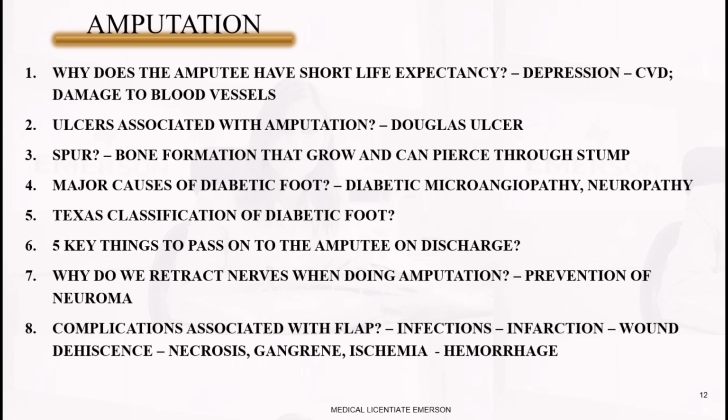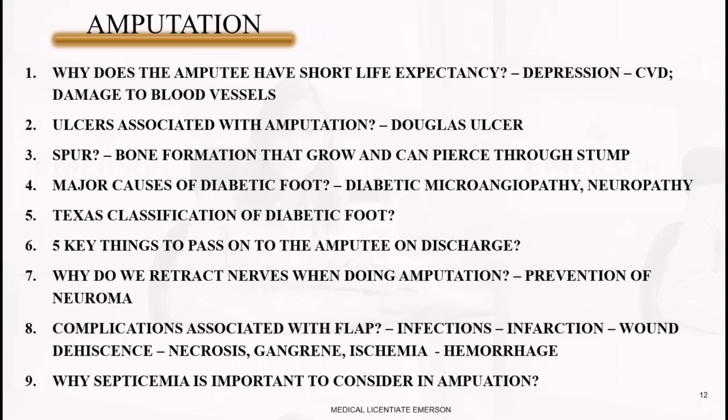So what are some of the complications associated with flap? So we have infection, wound dehiscence, necrosis, gangrene, ischemia, hemorrhage. So that's some of the complications associated with flap. Then why is septicemia important to consider in amputation? So that's a question for you to know.